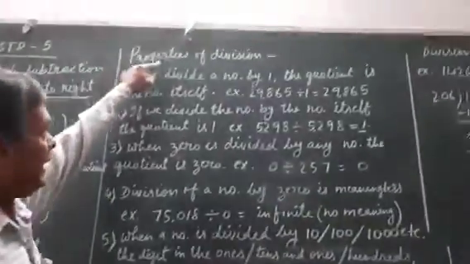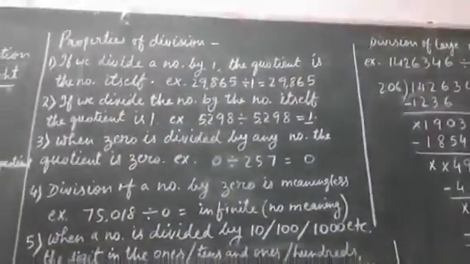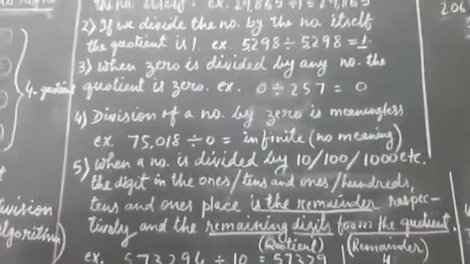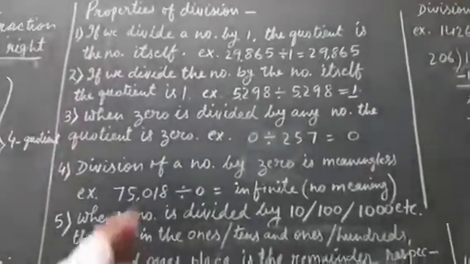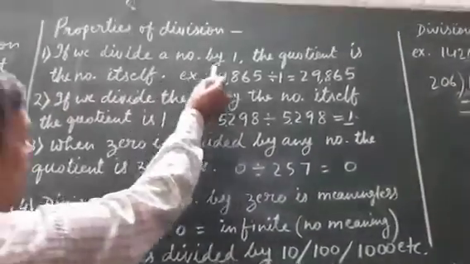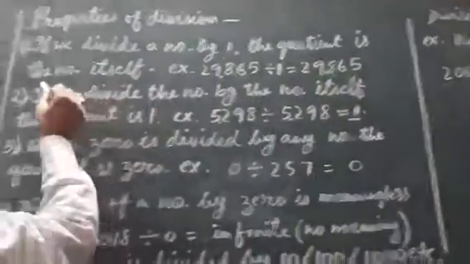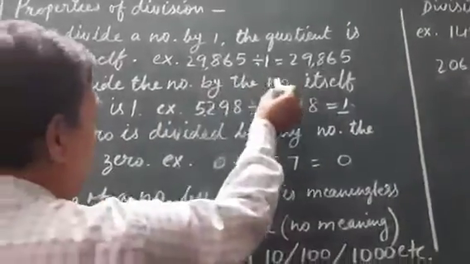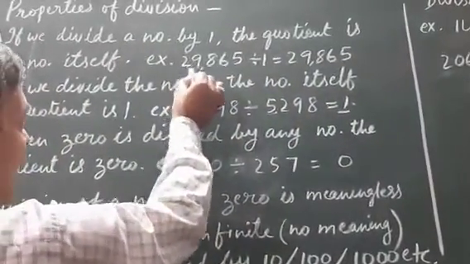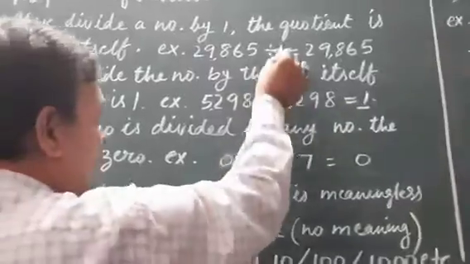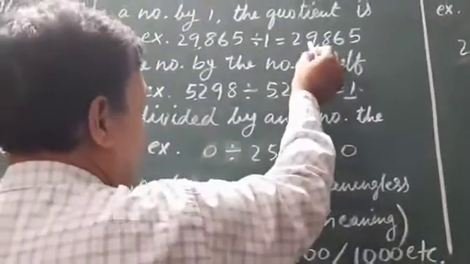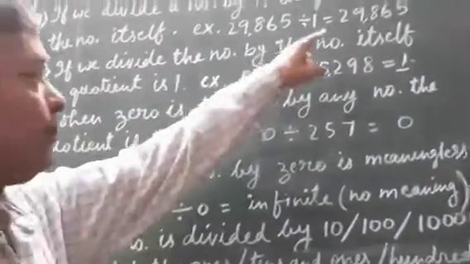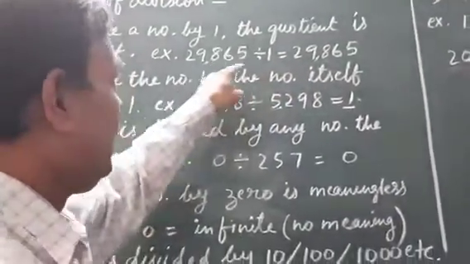Now we will discuss properties of division. There are 5 important properties of division. The first property of division is, if we divide a number by 1, the quotient is the number itself. Look at this example. A number 29,865 is divided by 1 and the quotient comes 29,865. That is the same. Quotient and dividend both are the same.